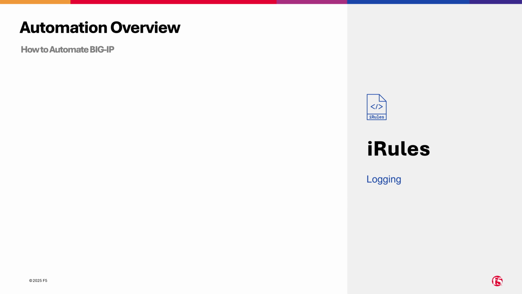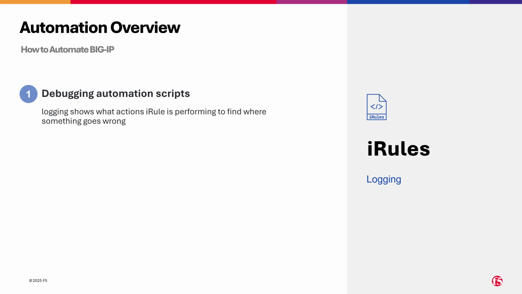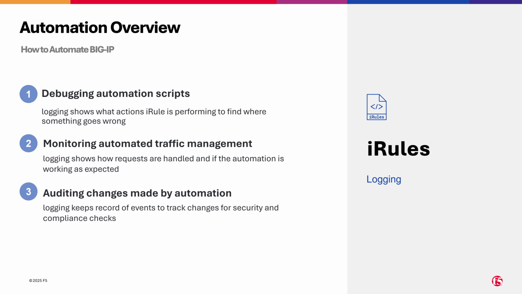This kind of logging becomes even more valuable when used in different parts of Big IP automation. For debugging automation scripts, logging shows what actions the iRule is performing. This helps you quickly find where something goes wrong. For monitoring automated traffic management, logging helps you watch how requests are handled and if the automation is working as expected. For auditing changes made by automation, logs keep a clear record of events. This helps with tracking changes for security and compliance checks.